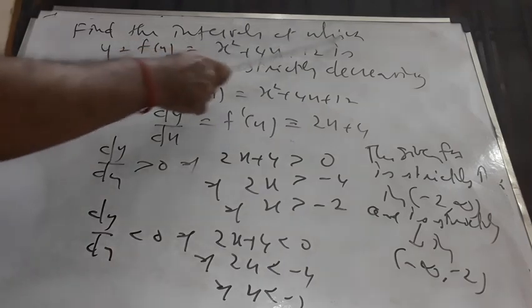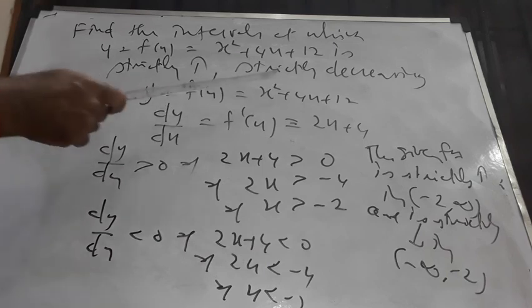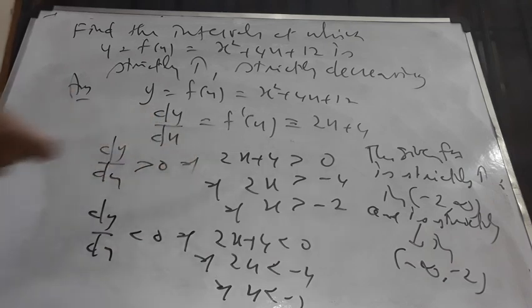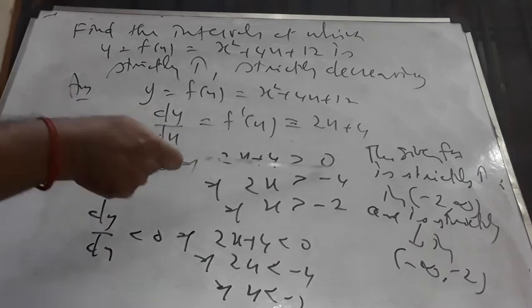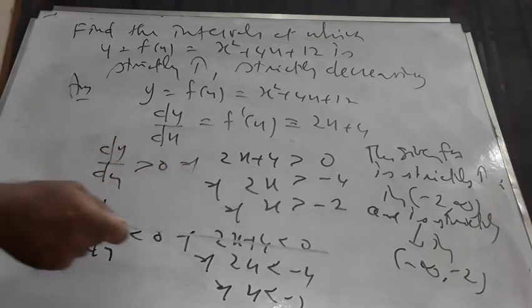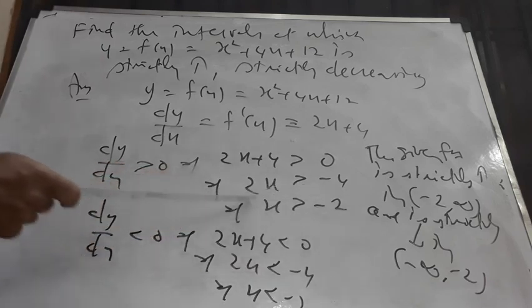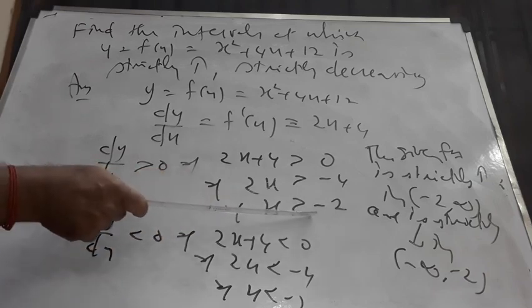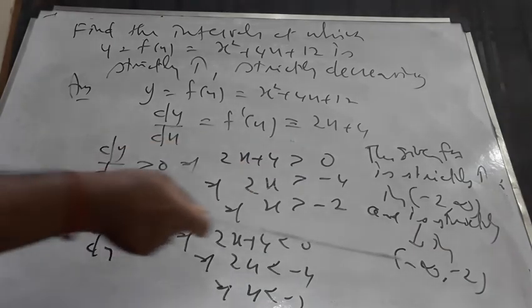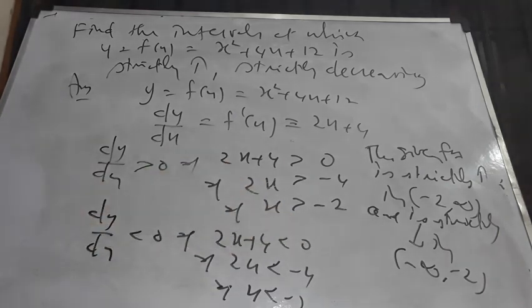Find the intervals at which y equal to f of x equal to x square plus 4x plus 12 is strictly increasing, strictly decreasing. dy by dx is 2x plus 4. Now dy by dx is positive implies 2x plus 4 is positive, 2x is greater than minus 4, x greater than minus 2. 2x plus 4 less than 0 implies 2x is less than minus 4, x less than minus 2. Now, how do I write it as an interval? Every real value greater than minus 2 is written as minus 2 comma infinity. Here it is strictly increasing. Here I write minus infinity comma minus 2, for every value below minus 2, and it is strictly decreasing. That's the way it's being done.